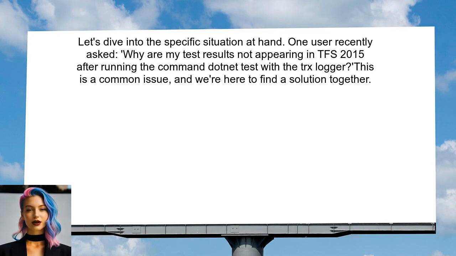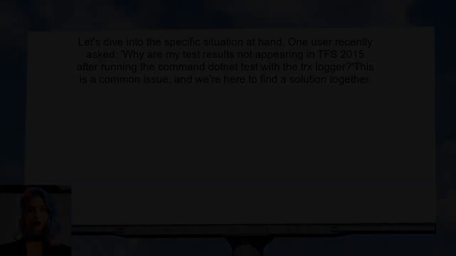Let's dive into the specific situation at hand. One user recently asked, "Why are my test results not appearing in TFS 2015 after running the command .NET test with the TRX logger?" This is a common issue, and we're here to find a solution together.